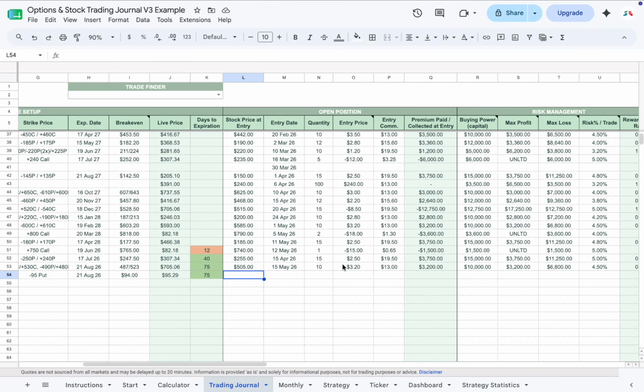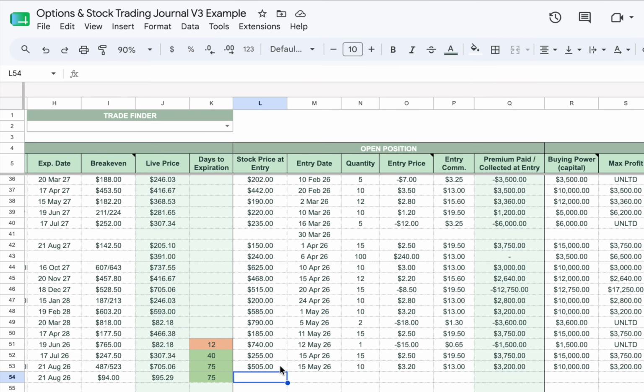Next, complete the open position section. Enter the stop price at entry, entry date, quantity, and entry price. For options trades, enter the premium per contract. Use a negative value if you pay a debit to enter the trade. For stock trades, simply enter the share price. Finally, enter any commission paid when opening the position.